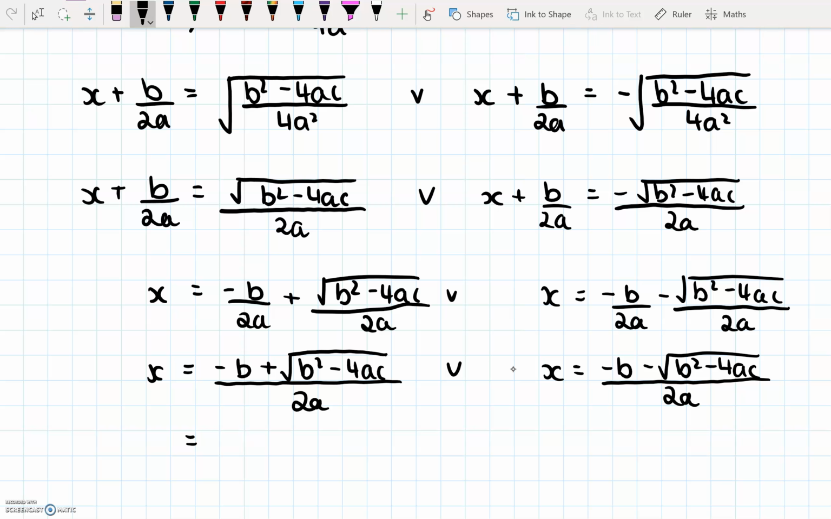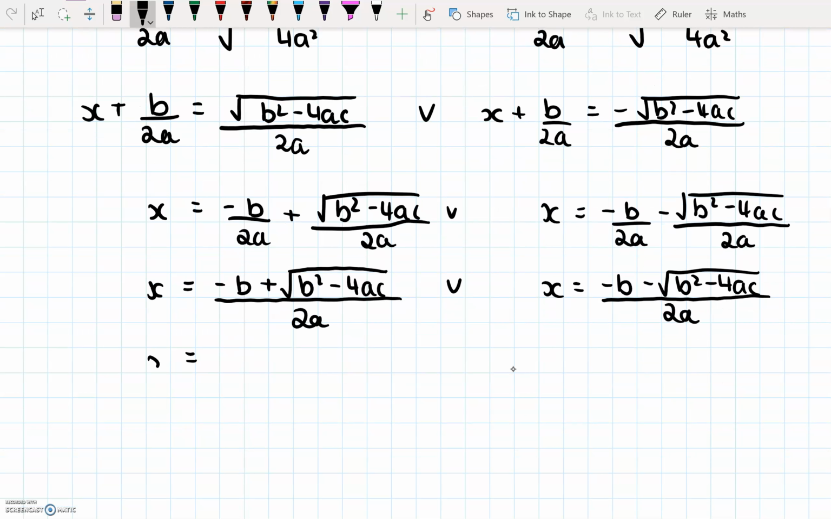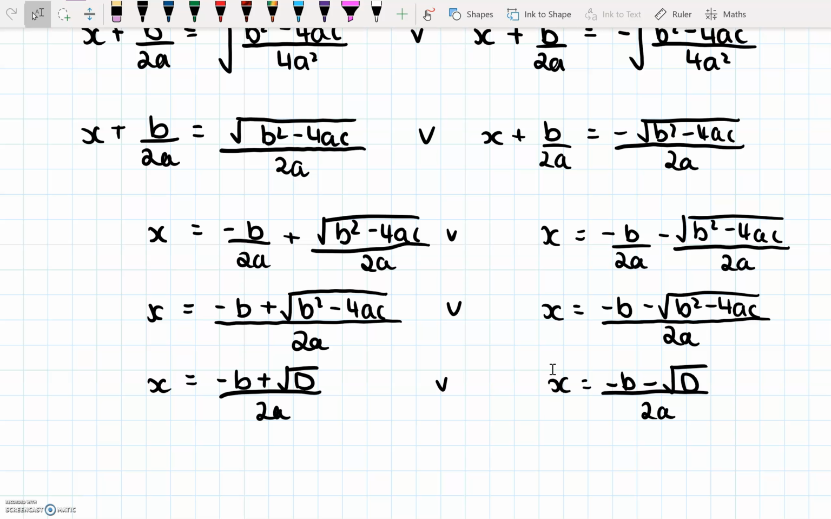You know that the discriminant D is b squared minus 4ac. So if you would like to write it now in the shorter way, we say x is negative b plus the square root of D over 2a, or x is negative b minus the square root of D over 2a. And there we have it, our quadratic formula. We've just gone through a proof of how we get that quadratic formula using just ax squared plus bx plus c.